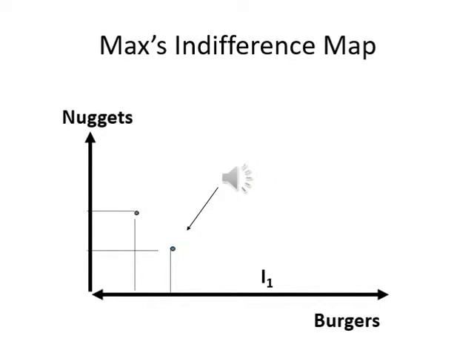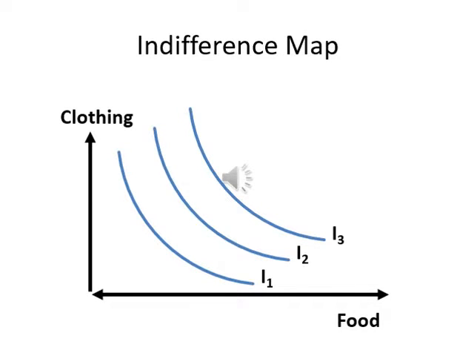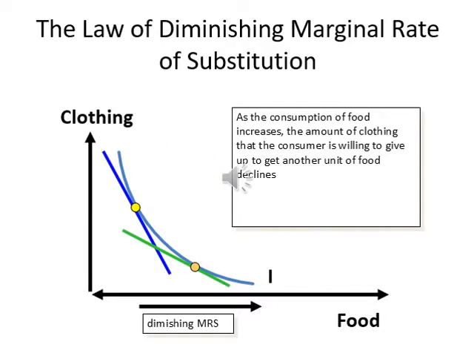Max's indifference map for the example of nuggets and burgers. Example of the indifference map between clothing and food. The law of diminishing marginal rate of substitution. As the consumption of food increases, the amount of clothing that the consumer is willing to give up to get another unit of food declines.